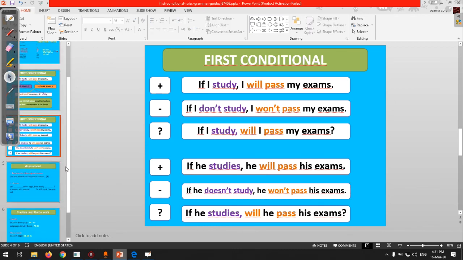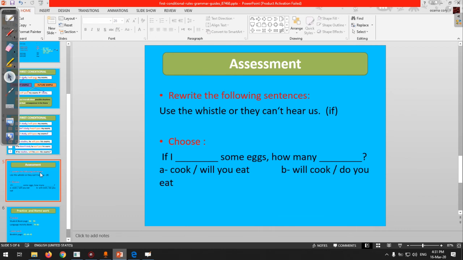Also, you can do this assessment by yourself. I want you to write the following sentence: use the whistle or they can't hear us. You can write it using if, but with if in the middle of the sentence. I'm pretty sure you're familiar with these exercises. The second one is a choose. If I some eggs, how many blank? Okay, I want you to choose which one of these is correct.